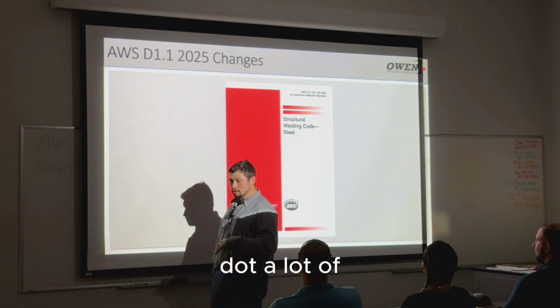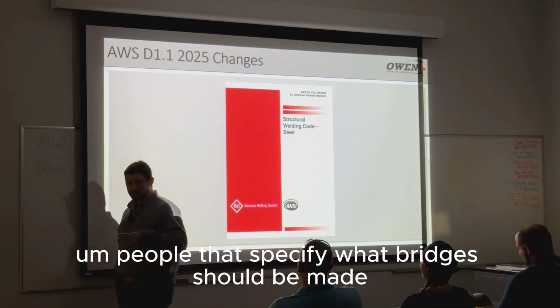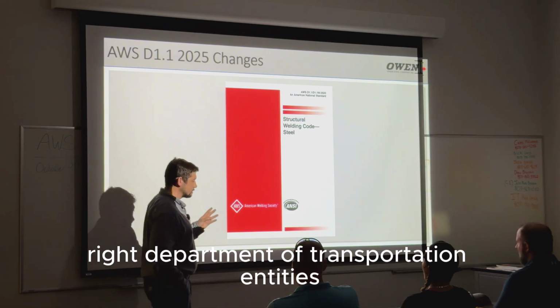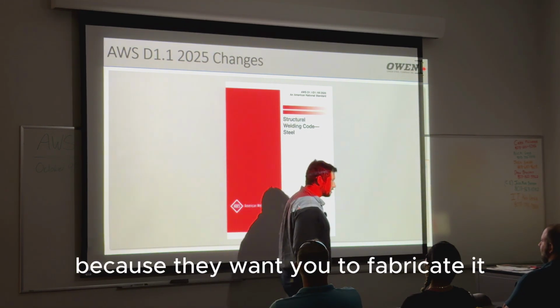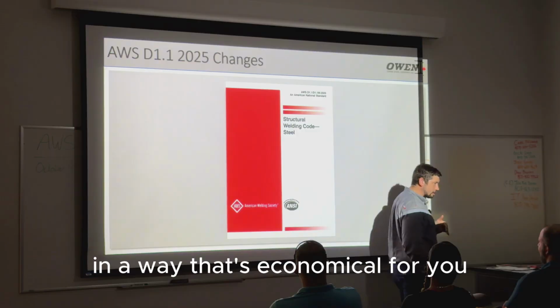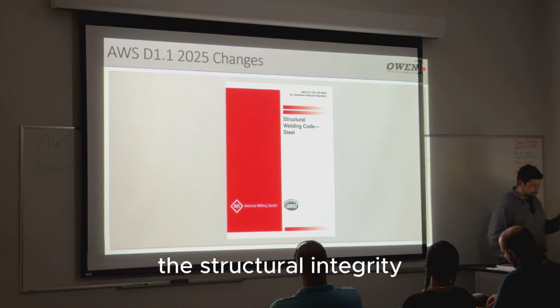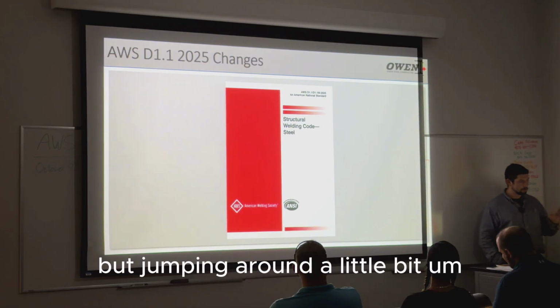As an example, DOT, a lot of people that specify what bridges should be made, right? Department of Transportation entities. They actually issue design guides because they want you to fabricate it in a way that's economical for you and relevant to the structural integrity of what you're actually fabricating. But jumping around a little bit.